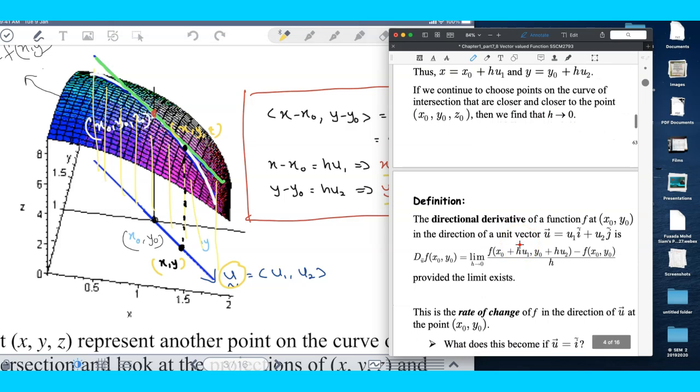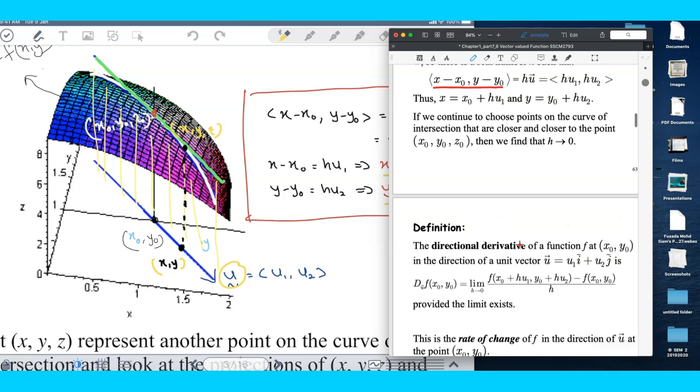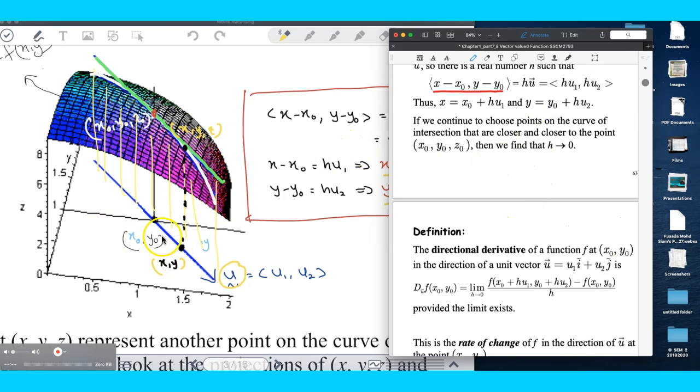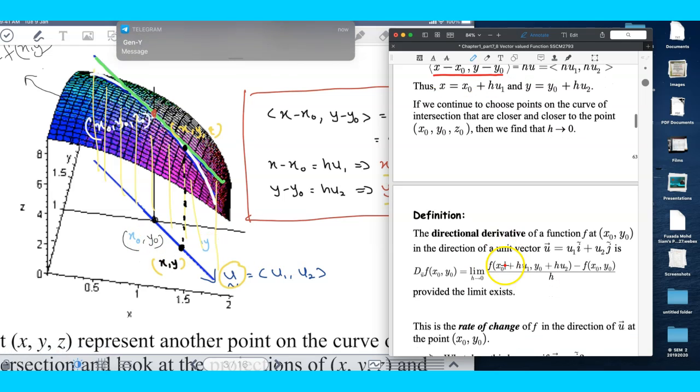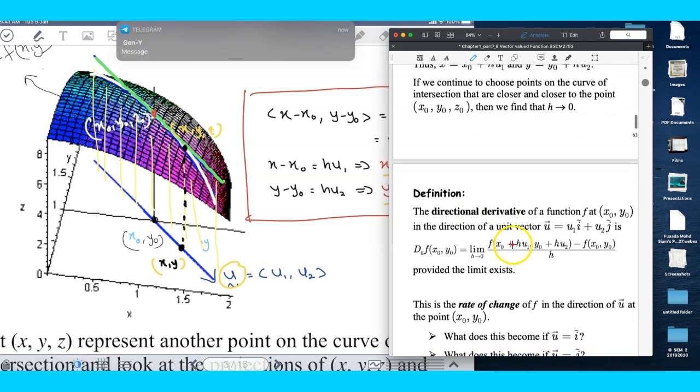When we relate that, it means that the point becomes closer and closer if the h becomes smaller and smaller, approaching zero. Because if h is very, very small, y and y naught become closer and closer. So now we relate this with the formal definition of derivatives.